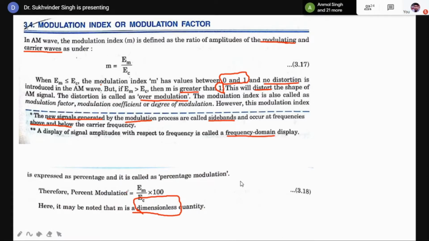Percentage modulation. Percentage modulation is simply the modulation index multiplied by 100, and this quantity is dimensionless. Why dimensionless? Because it is a ratio of two similar quantities, the modulating signal and the carrier signal, and these signals are represented in terms of voltage or current signals. It is a dimensionless quantity due to same quantities in the numerator and the denominator.